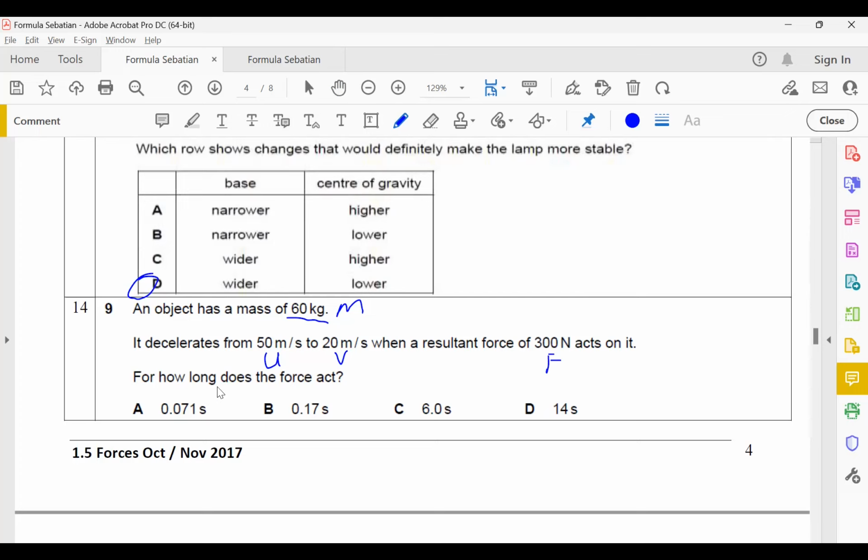How long does the force act? You're looking for the time, right? What formula should we use here? Yet again.